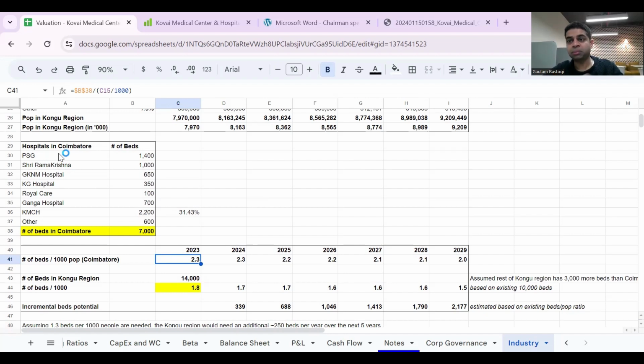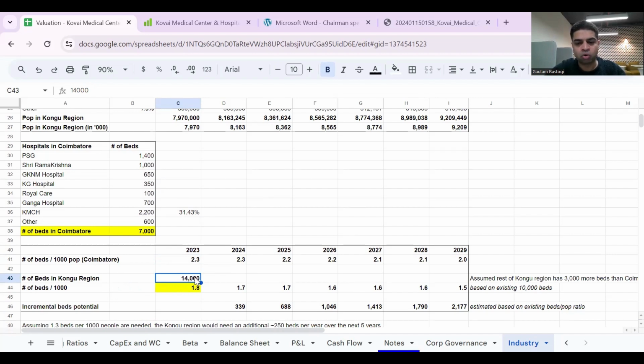city. It's a tier 2 city, but it's a big city, right? In the Kongu region. So it not only serves people in Coimbatore, but people elsewhere in and around Coimbatore in the Kongu region. So if we take a look at the entire number of beds in the entire Kongu region, and data for that is really hard to find.